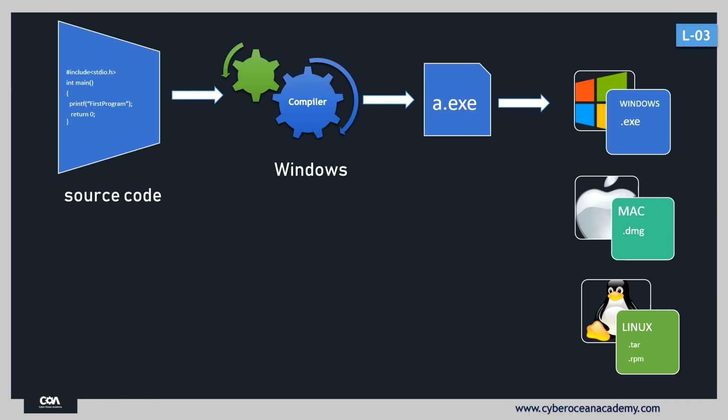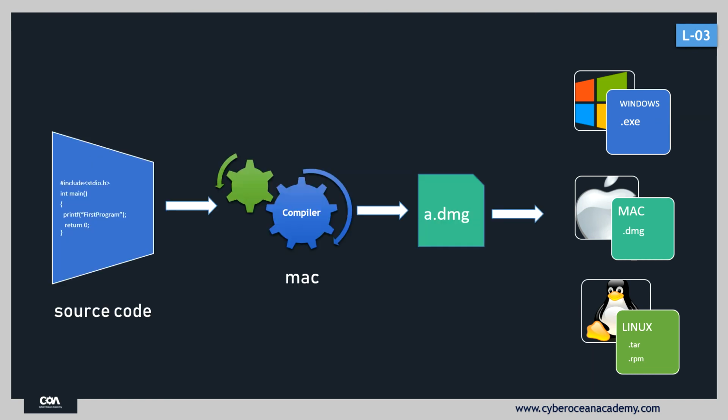Already you know that compilers are OS specific. So if you have a Windows C compiler, it converts source code into machine code, and the file extension of that machine code is .exe, and that machine code is only understood by the Windows operating system. Any other operating system like Mac or Linux does not understand that machine code.